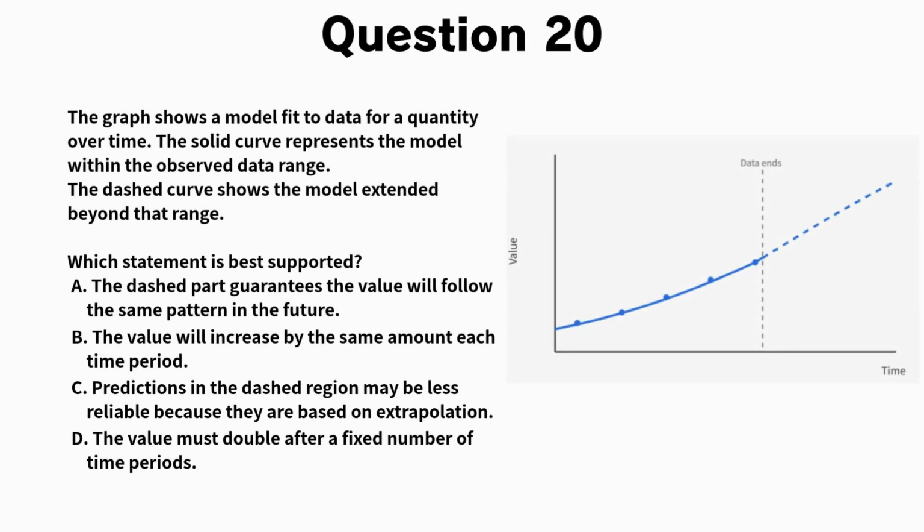Now, let's move on to question 20. The graph shows a model fit to data for a quantity over time. The solid curve represents the model within the observed data range. The dashed curve shows the model extended beyond that range. Which statement is best supported?